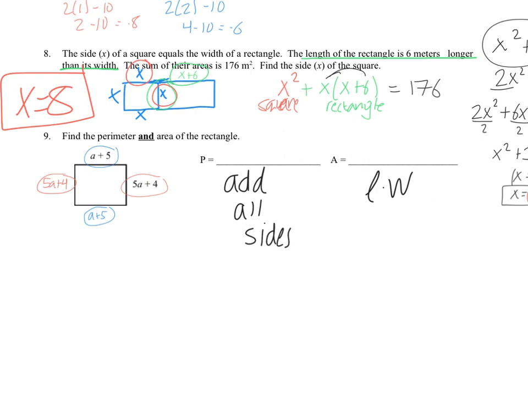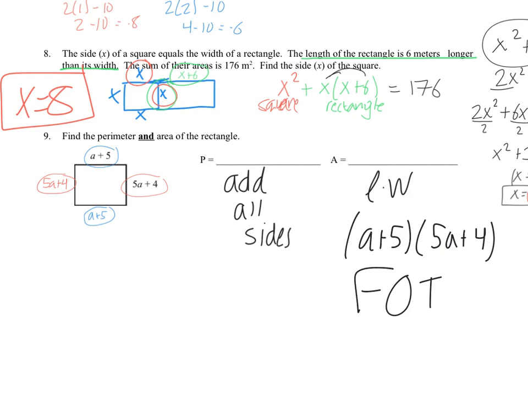Now I'm going to set that up for you just so that I can make a note really quick. A plus 5 times 5a plus 4, and then you're going to FOIL. FOIL: first, outside, inside, last. That's the order you're multiplying in, okay?